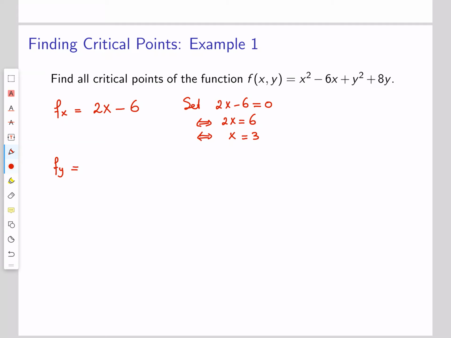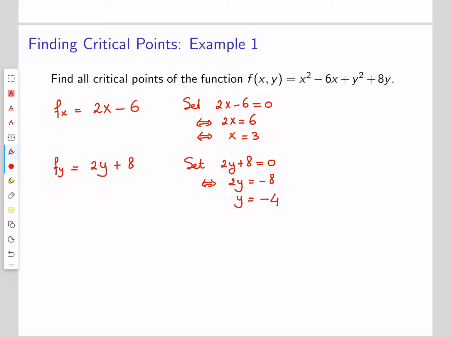We also need the derivative with respect to y to be equal to 0. So first of all, let's find that derivative. The derivative of x squared minus 6x is equal to 0. As far as y is concerned, x squared minus 6x is just a constant. Then we get to y squared. Its derivative is 2y, and the derivative of 8y is 8. We set this equal to 0 as well, so 2y plus 8 is equal to 0. That's equivalent to saying that 2y is equal to minus 8, or y is equal to minus 4.